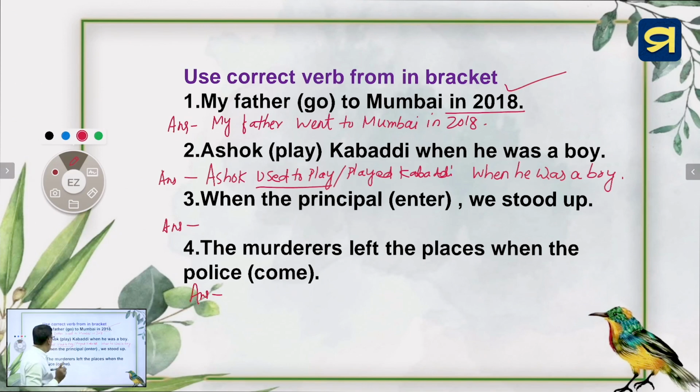Next, number 3. When the principal entered, we stood up. We have already discussed if two past actions took place simultaneously, at the same time, both the actions are written in simple past tense. So, which tense is used? Simple past. So, how will you write? When the principal entered, comma, we stood up.